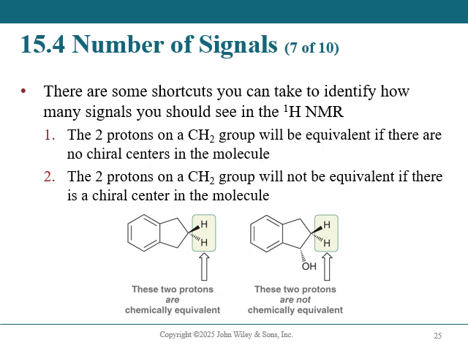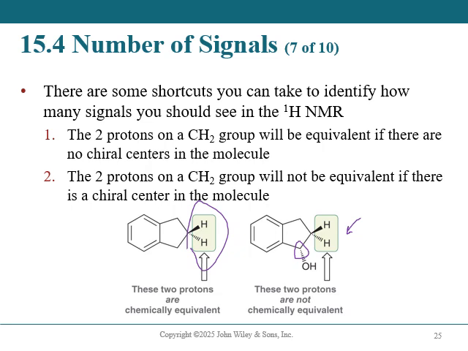There are some shortcuts that you can take to identify how many signals you should see in the proton NMR. The more we practice this type of exercise, identifying and working with molecules and proton NMR, the easier this is going to be and the more intuitive. So let's look at this example here. The 2 protons on a CH2 group will be equivalent if there are no chiral centers in the molecule. Now, the 2 protons on that same CH2 group will not be equivalent if there is a chiral center in the molecule. So here, we actually have a chiral center right here. So what that means is that while these 2 protons are definitely equivalent, these 2 are not.